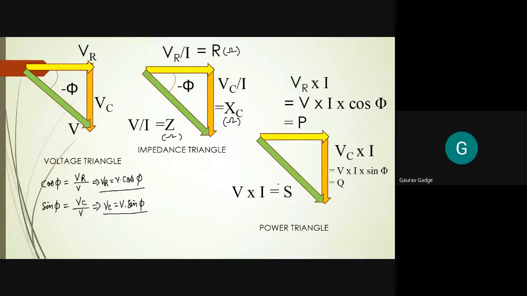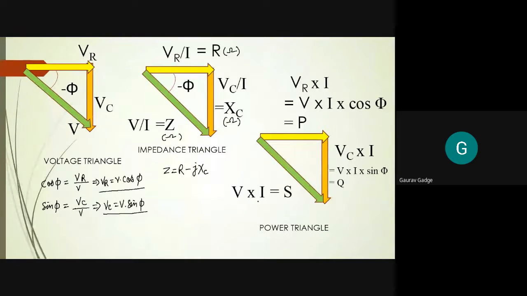So again we are getting the same. The powers are not going to change, the representations are not going to change. What is the effect of the change in load from RL to RC? The effect will be on the position of that particular R. So in the impedance triangle, Z is equal to R, but XC is on the negative imaginary axis, so Z is equal to R minus jXC.